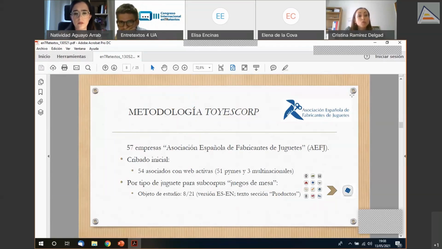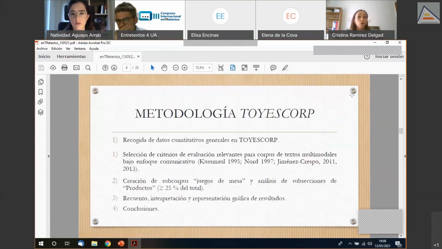Nos quedamos con un total de 8 empresas de las 21, ¿vale? Porque cumplían con los requisitos para el estudio de los errores, de la calidad, ese estudio contrastivo del que ha hablado Natividad anteriormente. Cumplían con esas versiones en español e inglés y además contaban con una categoría de juegos de mesa bien desarrollada, con texto y demás, puesto que había otras webs que solo tenían imágenes, no tenían contenido textual, por lo tanto se salían de lo que era el objetivo de nuestro estudio.